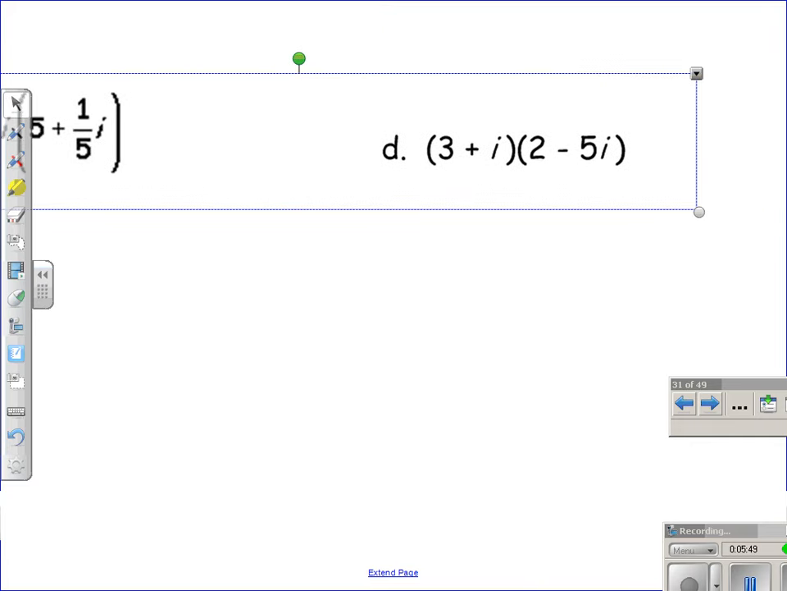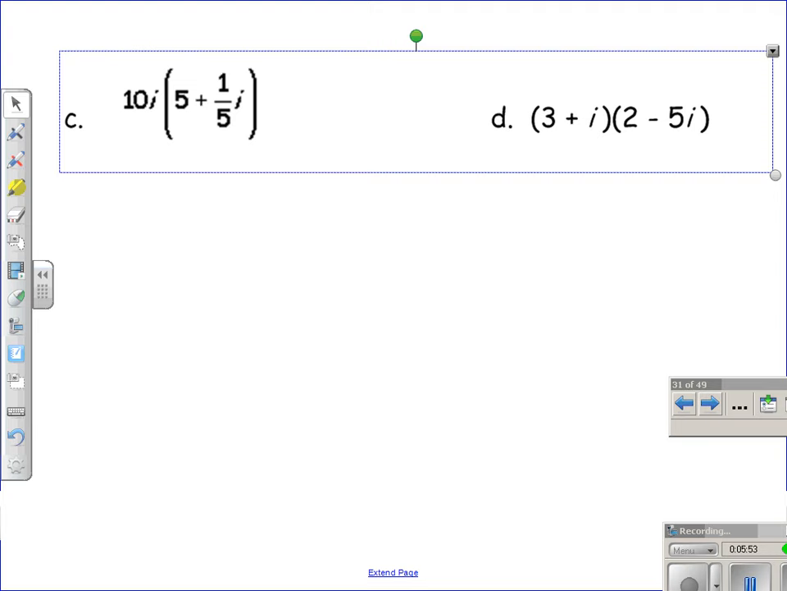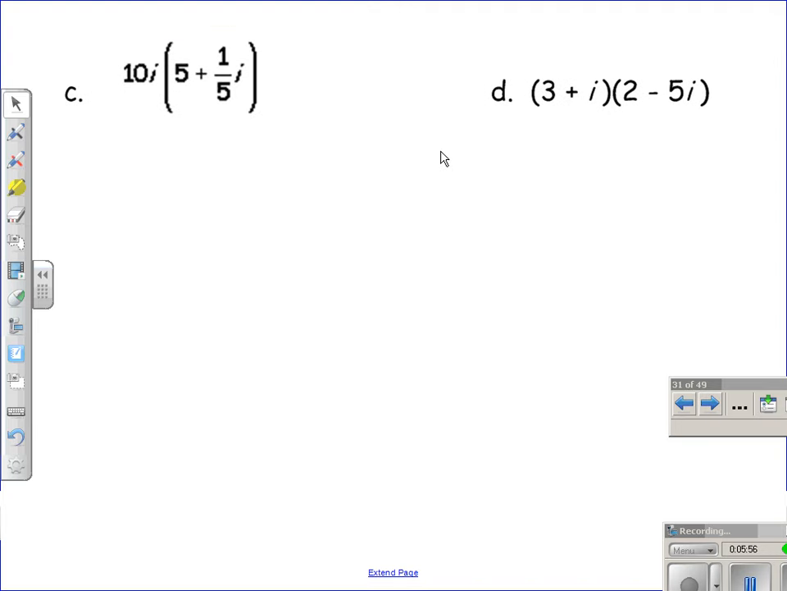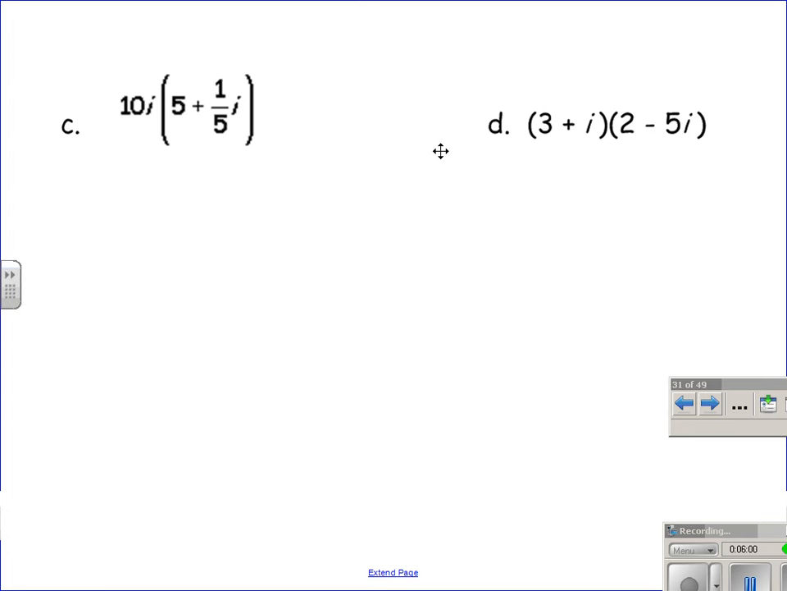Okay, here we have a little more going on. We have multiplication, not just addition and subtraction. So it's going to take a little bit more work for these two. So in part C, the first thing we need to do is to distribute that 10i.